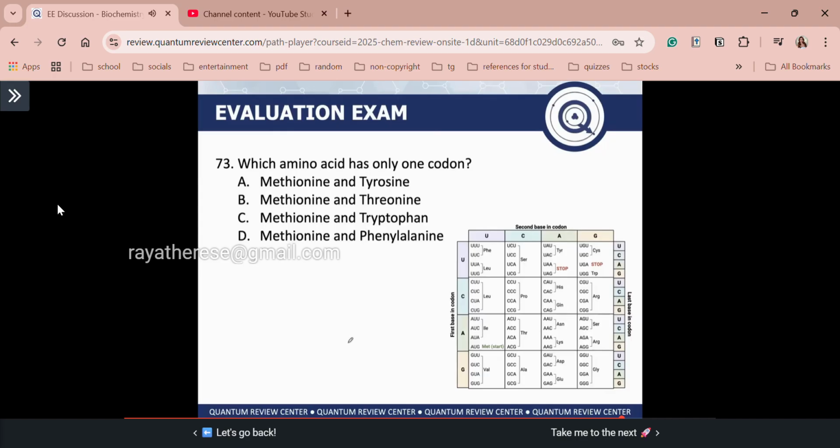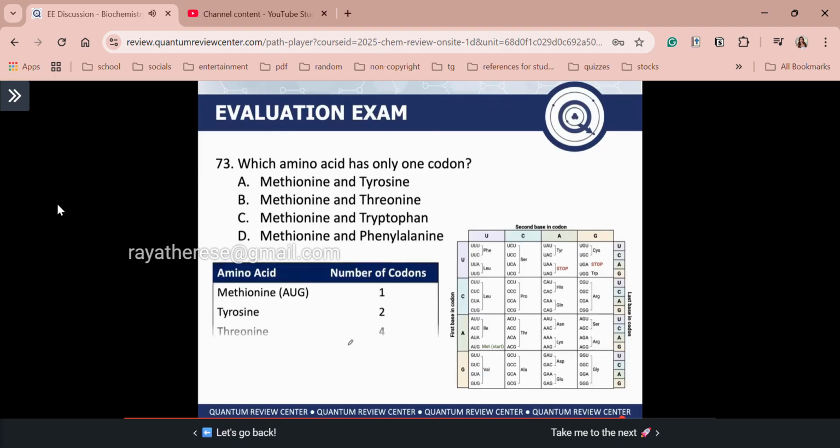Okay? So again, here is our list of codons. So let's check. Class, obviously our answer is methionine and tryptophan. Check your tabular genetic code. For methionine, AUG only. For tryptophan, UGG only. So class, again for 73, letter C, methionine and tryptophan.